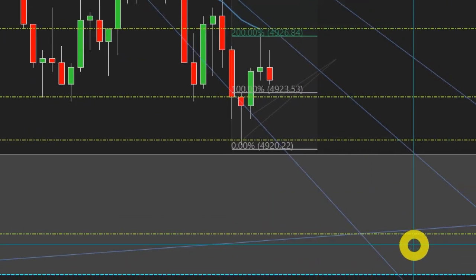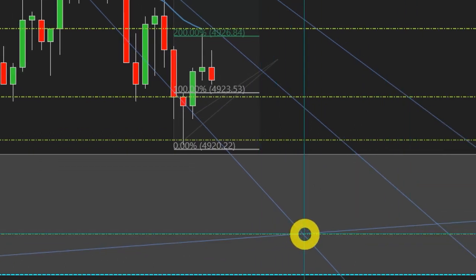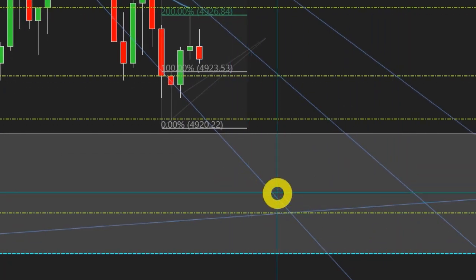But the next one would be down here, and I'm really thinking about, if it gets down here, how I might play this. So maybe I'll make a video about that today and see what happens.